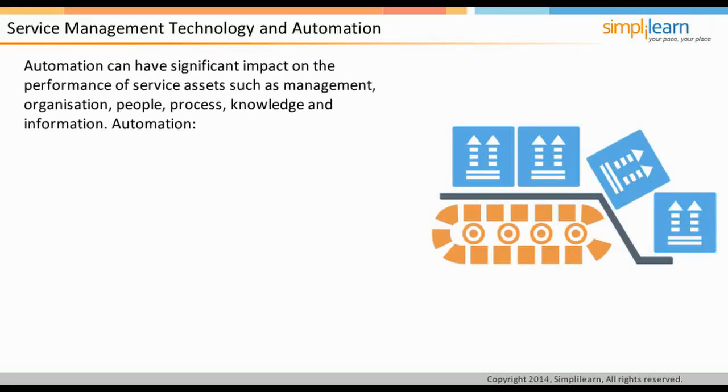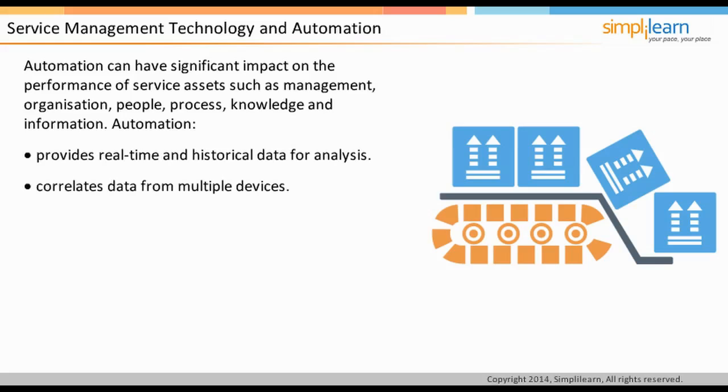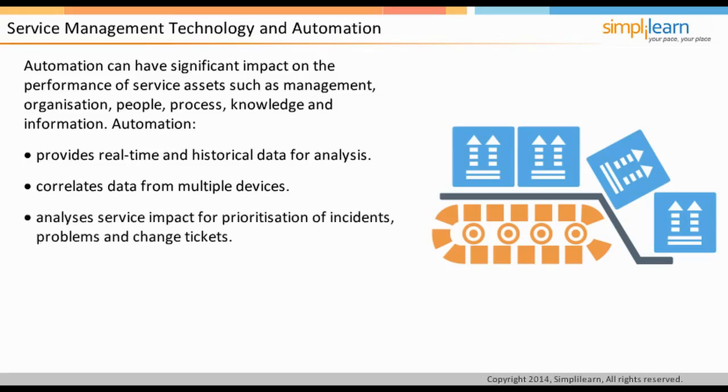Automation can have significant impact on the performance of service assets such as management, organization, people, process, knowledge, and information. Automation is considered to improve the utility and warranty of services. Automation provides real-time and historical data for analysis, correlates data from multiple devices, analyzes service impact for prioritization of incidents, problems, and change tickets, and optimizes service performance, for example, by adjusting capacity based on demand. In the next screen, we will focus on automation benefits.